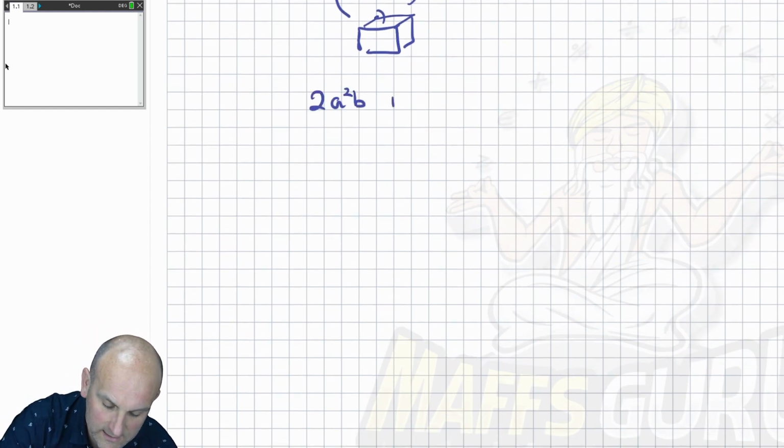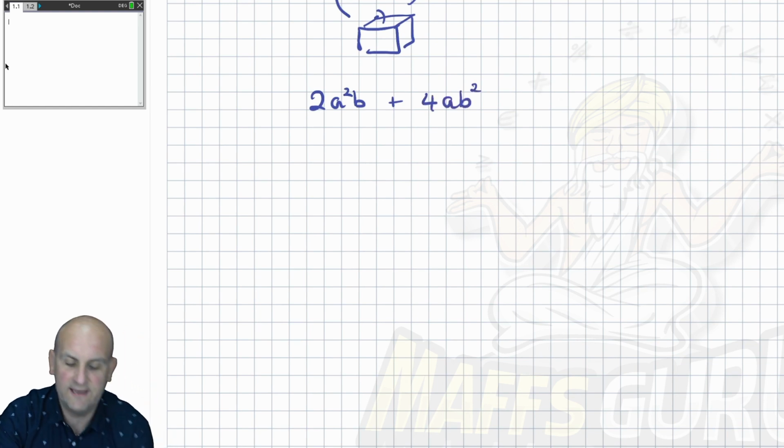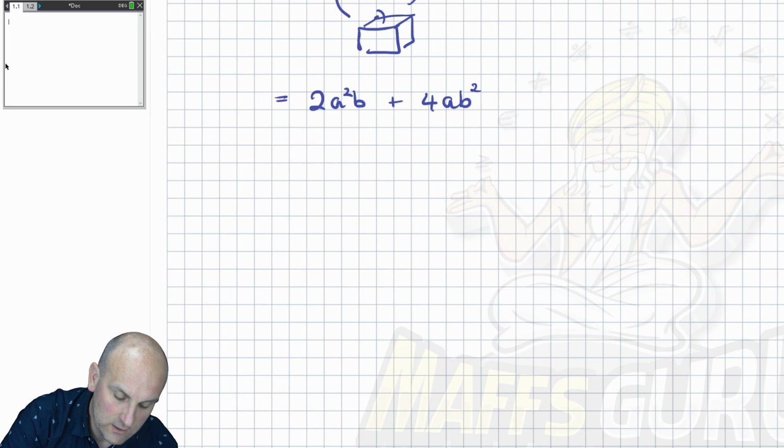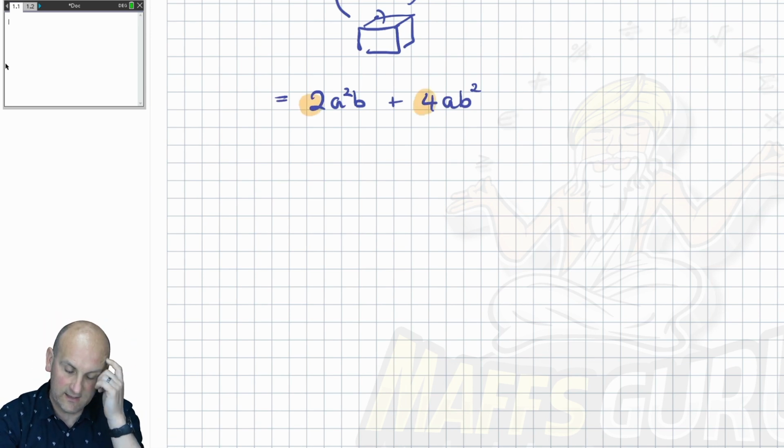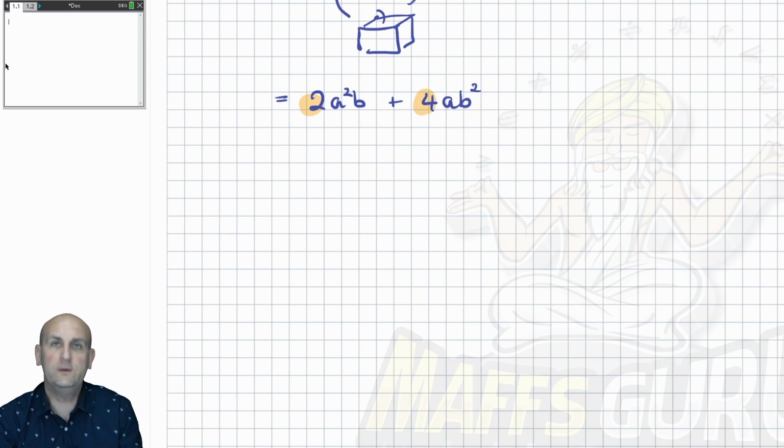Oh my goodness, one more example. 2a squared b plus 4ab squared. Now again, always look for the tricks here. So the numbers, remember, are just there to tell you how many there are. Do we have letters in alphabetical order? Yes, they're all stuck together. We've got A and then B, A and then B.